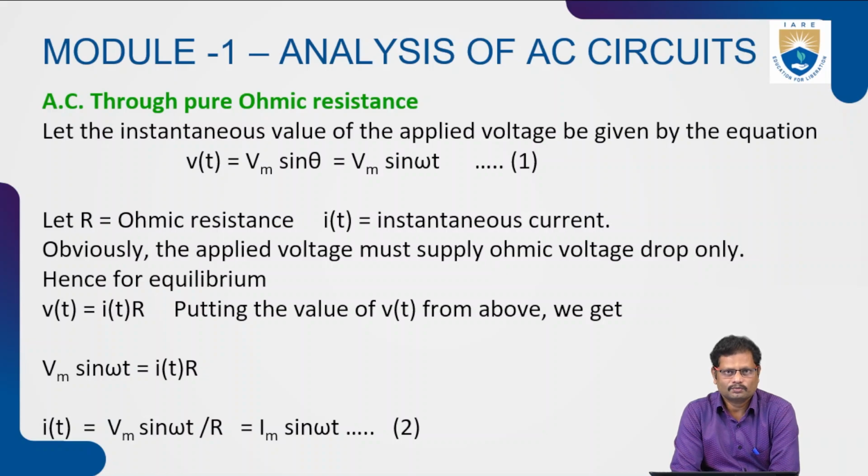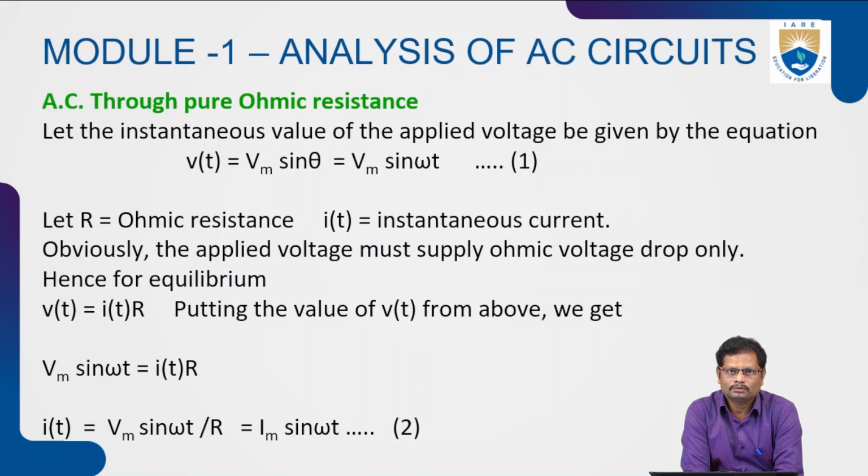So first of all, I want to discuss alternating current through a pure ohmic resistance. We know what is meant by resistance. It is the opposition to the flow of electrical current in a conductor. The resistance unit is ohms, and when an AC supply is given to a pure resistance or pure resistor, then the instantaneous value of current will flow when an AC voltage is applied.